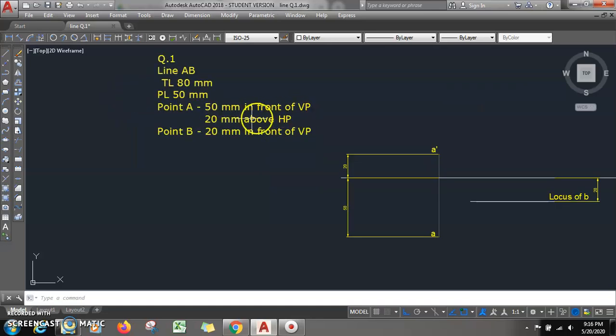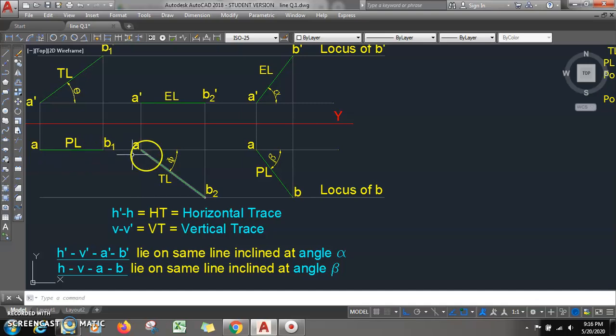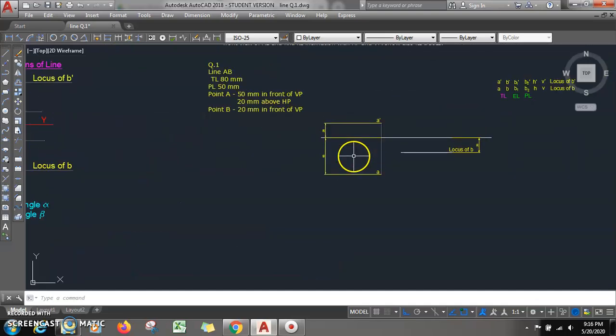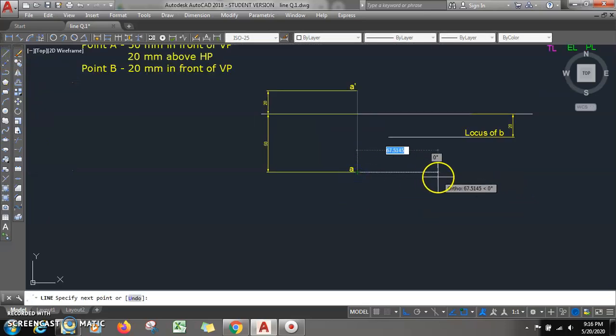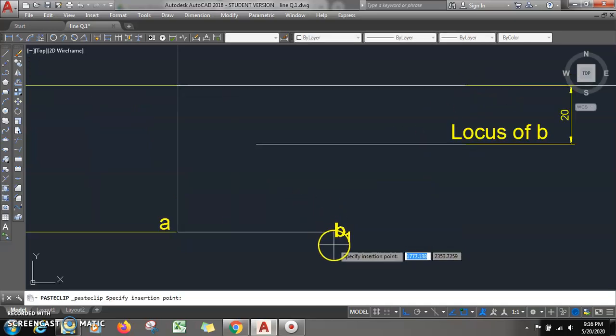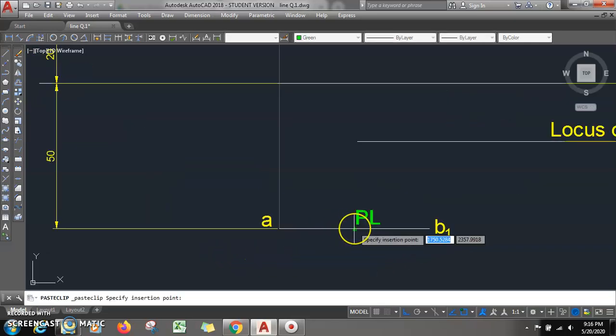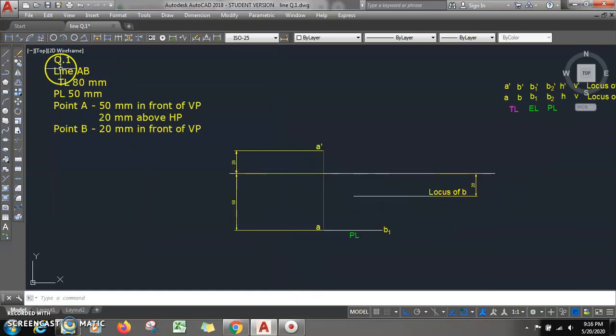Once we have this, what next? The 20 mm above HP and 50 mm in front of VP, these entities we have used. Only PL and true length remain. Whenever we have plan length, it has to be drawn parallel to XY from point A, and that end point will be B1. So PL is 50 mm; from point A, I will draw a horizontal line of length 50. This point is called B1, and this length is the plan length. Now only the true length is remaining.